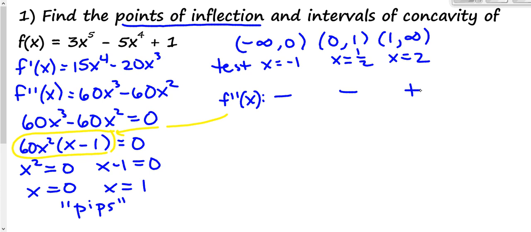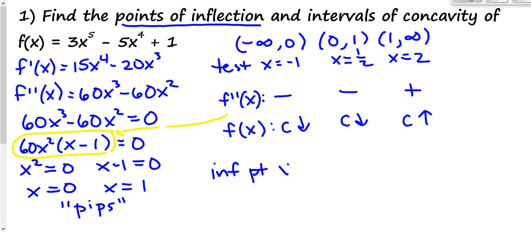Okay, so what does this tell us? This tells us that f of x is concave down because of the negative second derivative, then concave down again because of the negative second derivative, then concave up because of the positive second derivative. So we're looking for inflection points. An inflection point is a point where the concavity changes. So you have an inflection point at x equals 1. That's where the concavity changed from down to up.